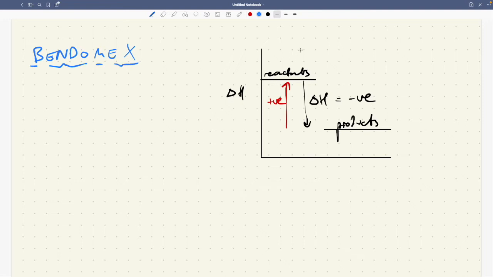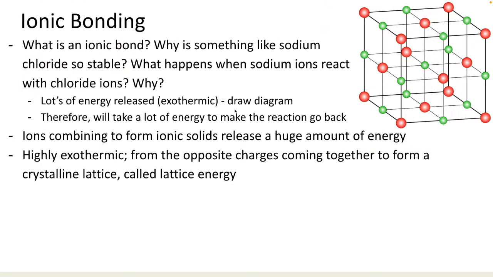So if we've got the ions, going from sodium ions and chloride ions, and we're creating an ionic lattice, that's an exothermic process. We're making a bond, thus the negative ΔH. Whereas if we're breaking that bond, we have a positive ΔH. Bond breaking is an endothermic process.